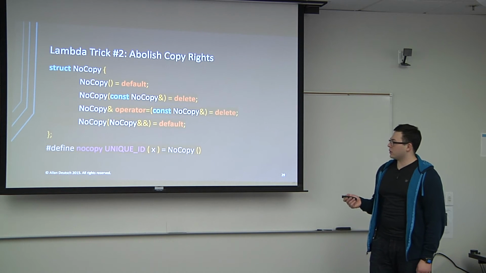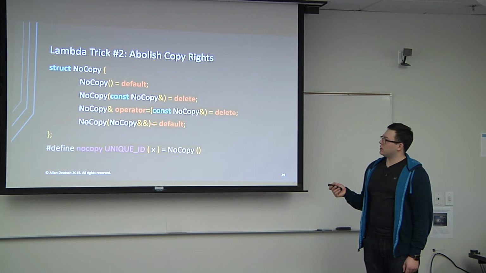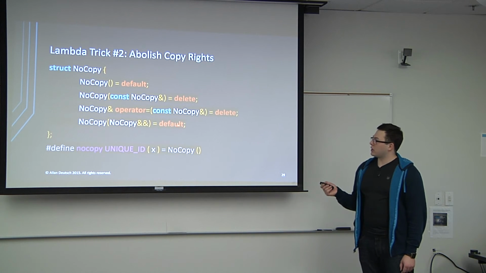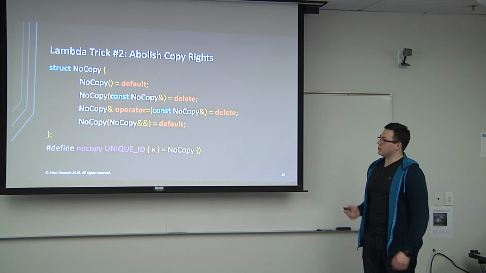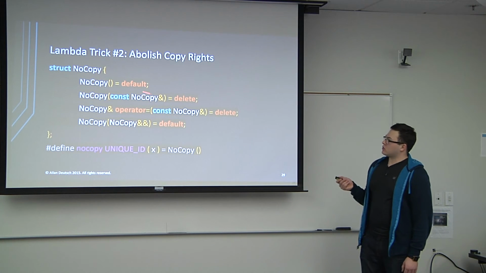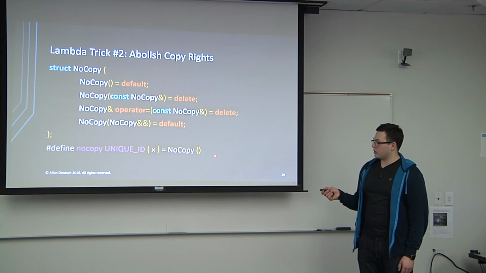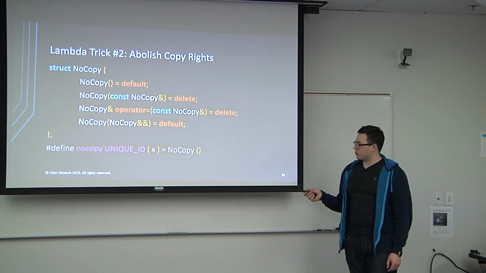And then what you do with no copy is you just delete all of the copying that you want. So you can't copy it, you can't assign it, but it can be moved because a move isn't a copy. If you want to disable moving, you can do that as well. And it can be constructed a single time with a default constructor. And then you have this macro here, no copy, where x is used for no copy.